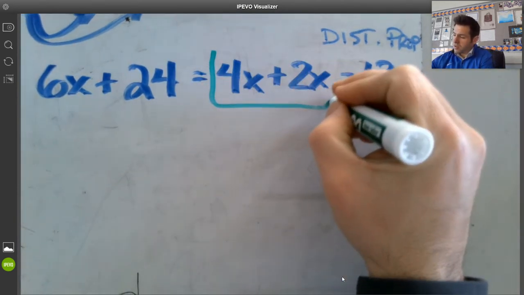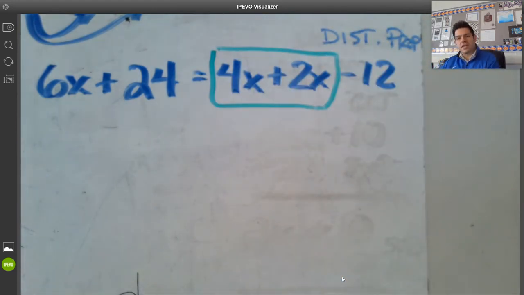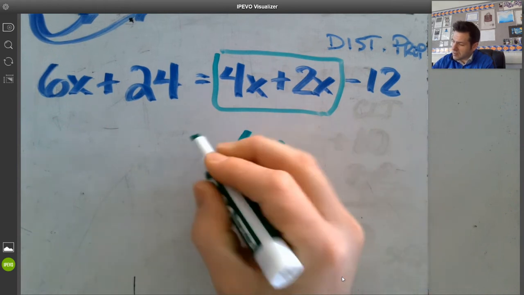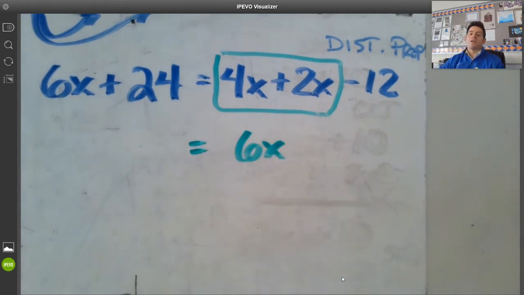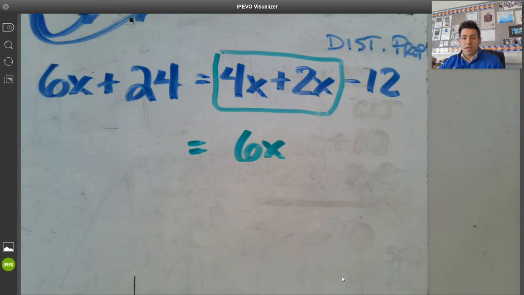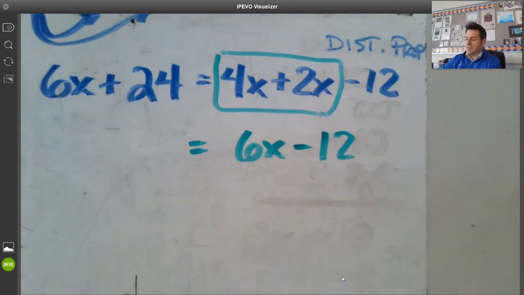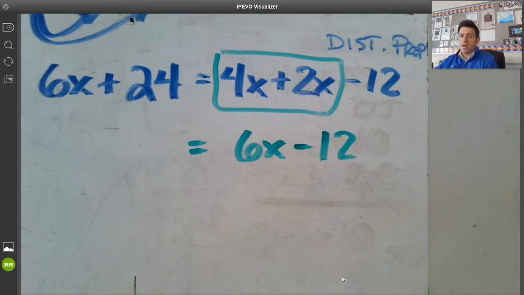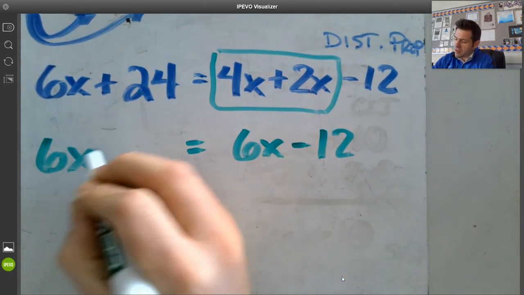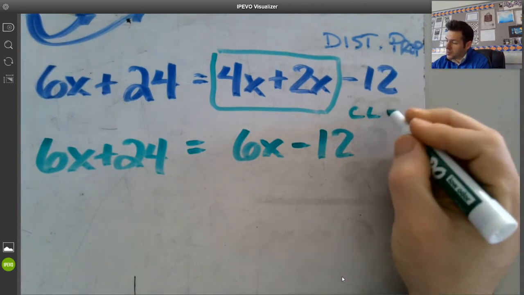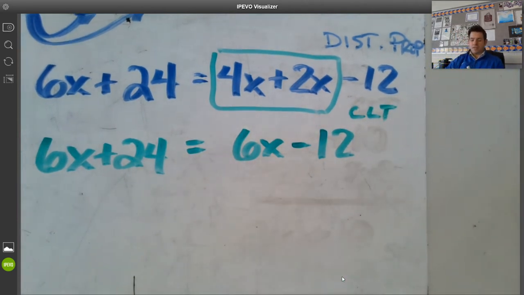So I'm looking specifically on the right side of the equation here. 4x plus 2x would be 6x. We're not going across the equation. We're doing an operation on the right side only. We're not going across the equation, so we just take it at face value. 4x plus 2x is 6x. And I got a minus 12 over here. That doesn't change at all. On the left side, I still have 6x plus 24. In that step right there, of course, we did combining like terms.